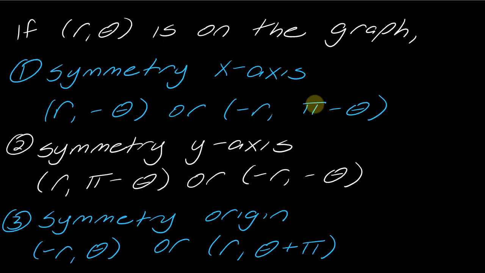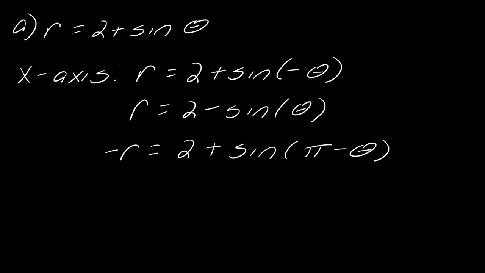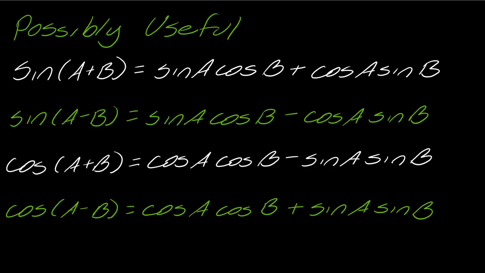And so I now have to test the next condition, which is negative r and pi minus theta. So I replace r with negative r, and my theta becomes pi minus theta. Now we have to think about some of our other trig identities. These identities here are going to be very useful when you're going through this. Specifically, in this case, I need to use the sine of a minus b identity. If I plug this in, you end up with sine of pi, and sine of pi is going to equal 0. So I'm just left with the second part of this identity.